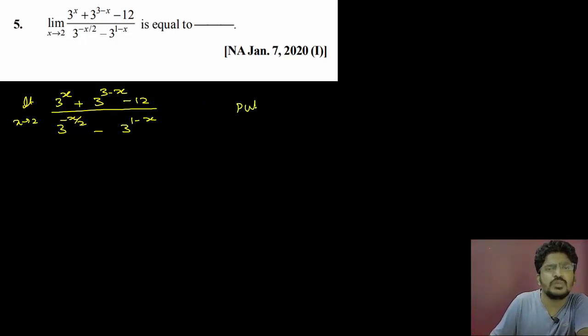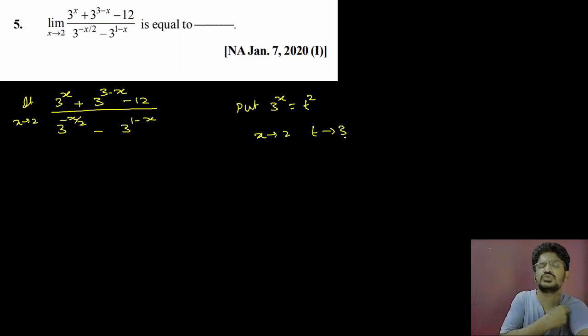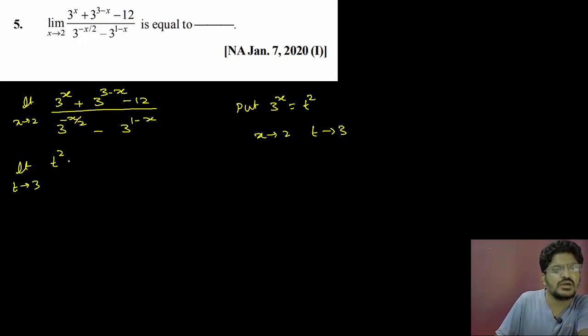What I will do, I will put 3 to the power of x as t square. As x tends to 2, t will tend to 3. Now we can replace the terms, that is limit t tending to 3, 3 to the power of x is t square plus, here you can just see 3 to the power of 3 is 27 divided by 3 to the power of x, that is 27 divided by t square, minus 12.